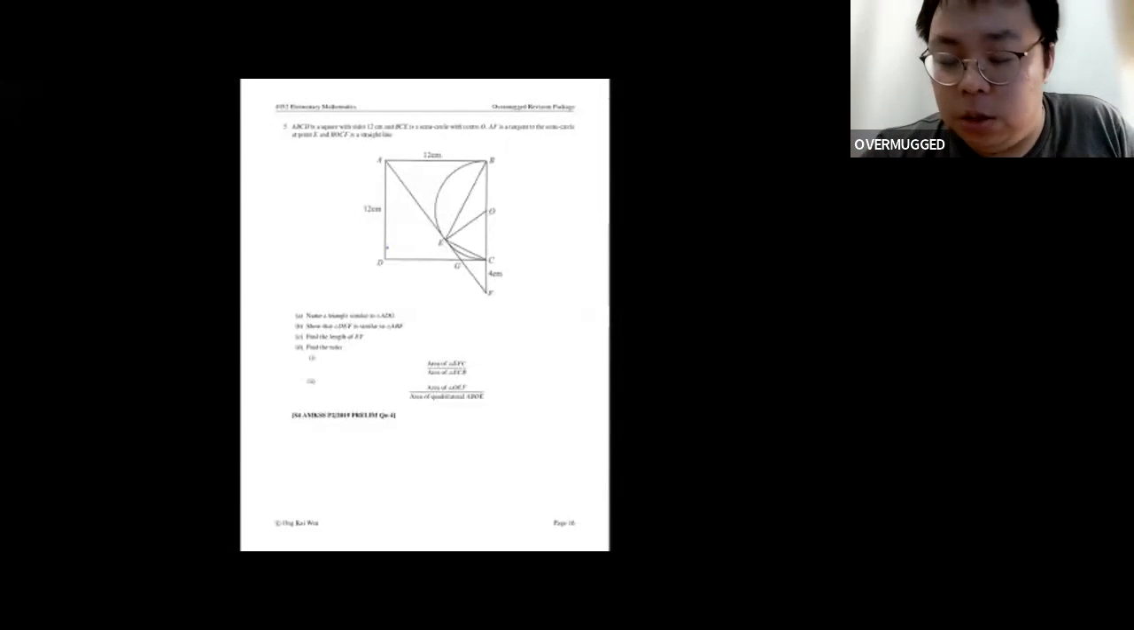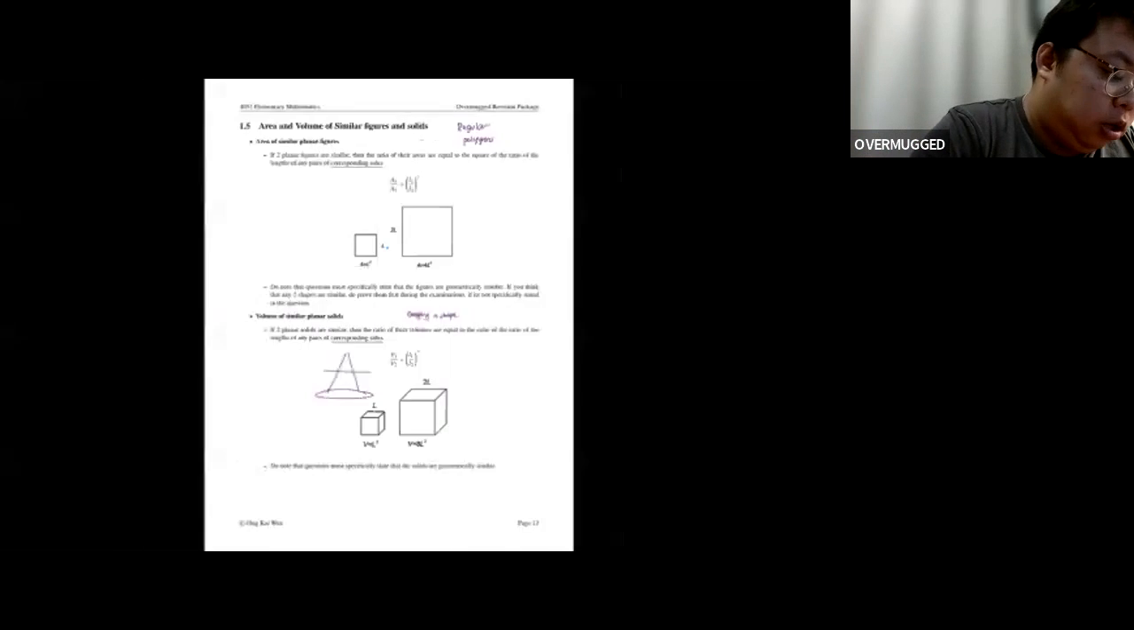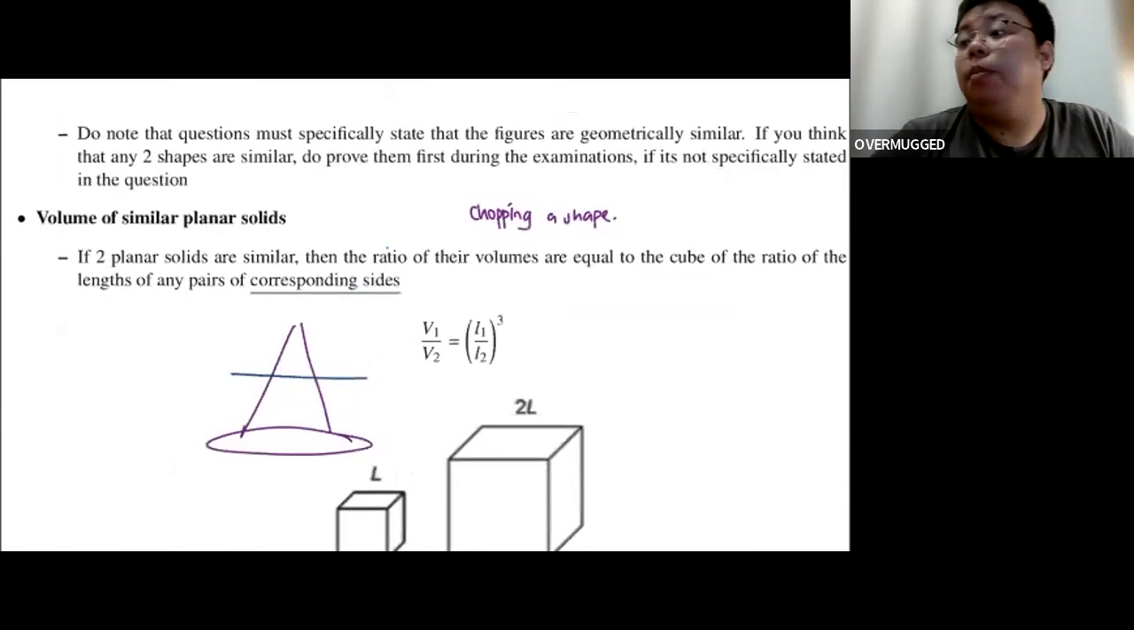I see questions about density and mass. For density and mass, it's always using the volume formula.